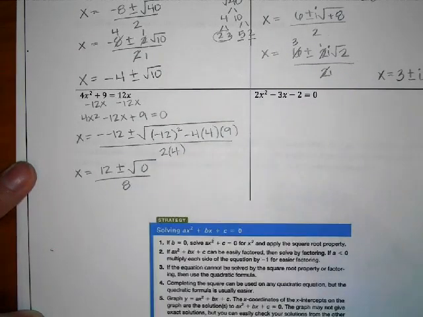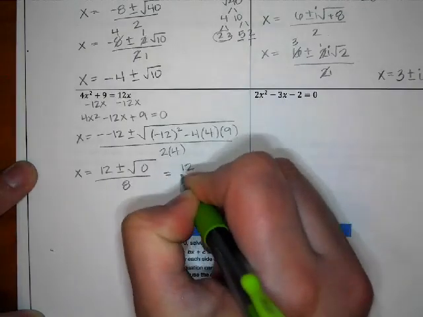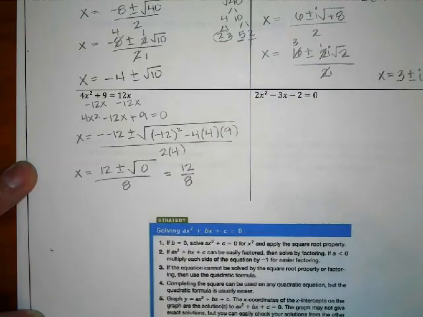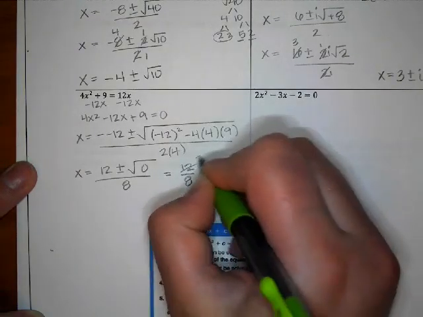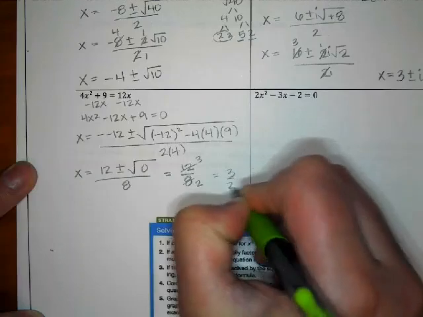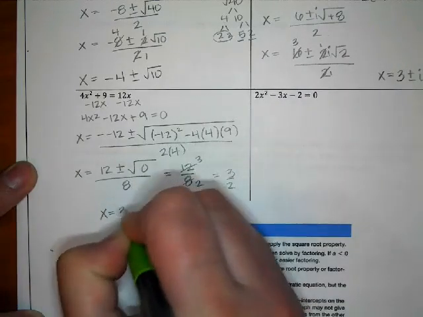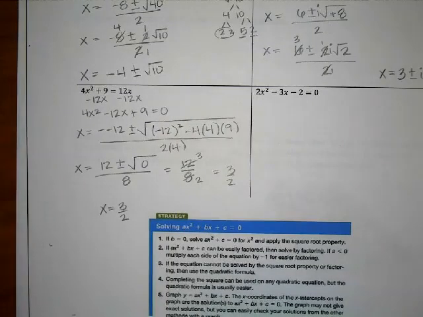This just gives me 12 over 8. Both of those are divisible by 4. So 12 divided by 4 is 3, 8 divided by 4 is 2. So this is 3 over 2. This is one of those situations where your parabola is just sitting on the x-axis at one point, at the vertex.